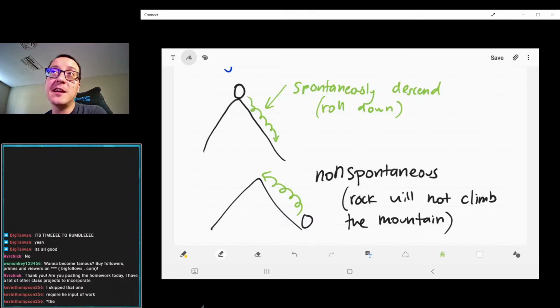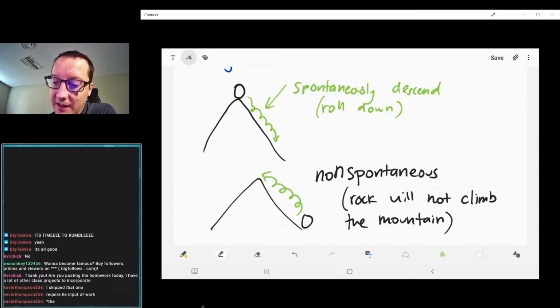All right, a spontaneous process will happen by itself. So that rock will roll down the mountain. It has the gravitational potential energy and it will just tumble down, given the opportunity to do so. However, it's not going to roll back up the mountain by itself.